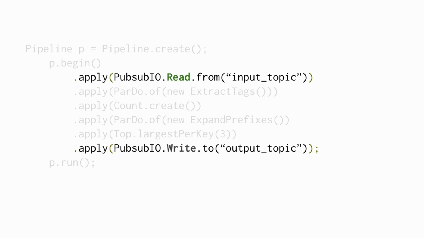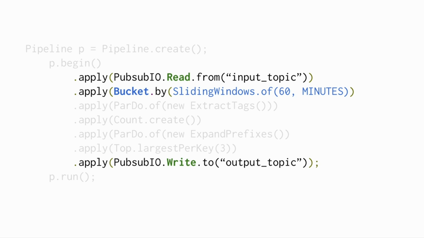How do we add this sliding window to age out old data? Well, it takes a whole extra line of code to do that with Dataflow. And there we go, we add a bucket by sliding windows of 60 minutes. And now our entire pipeline is processing on the last window, and data older than this window is aged out. Dataflow provides far more sophisticated buckets than this as well, although the sliding window bucket is often sufficient for most needs.